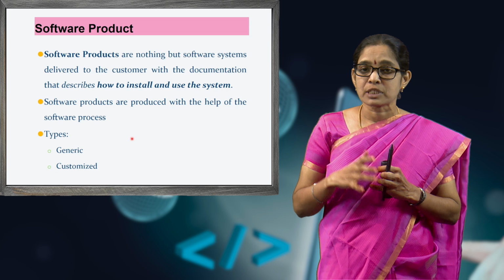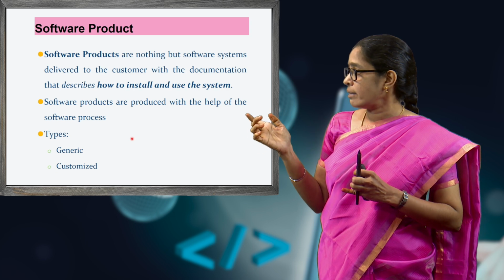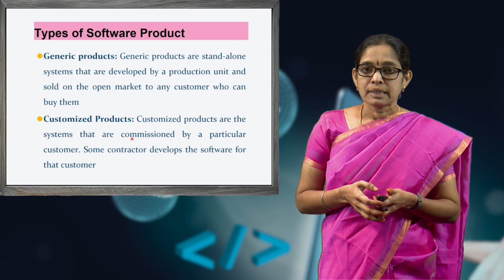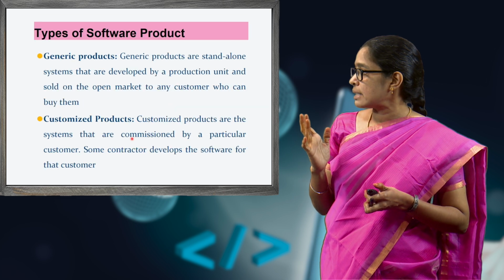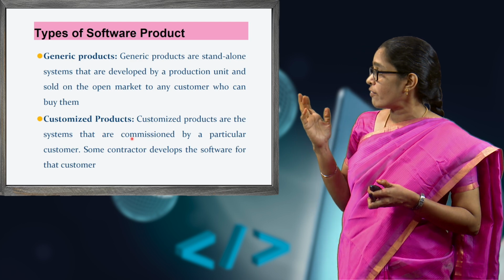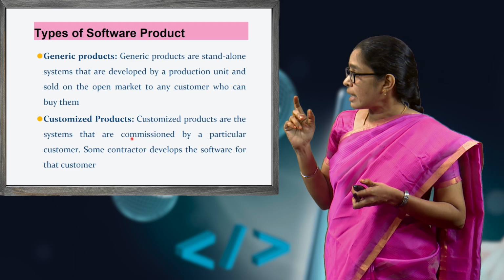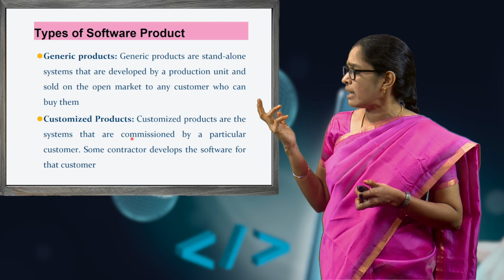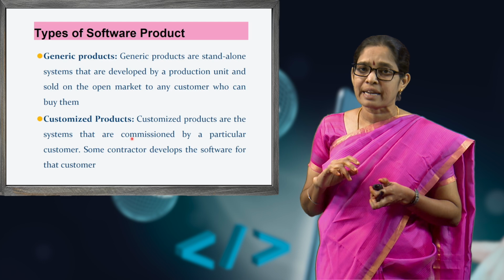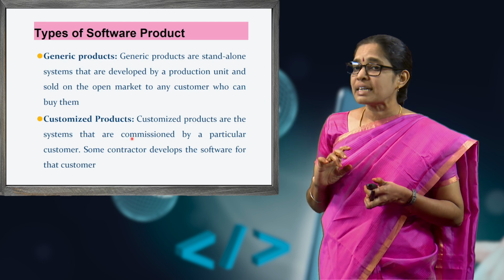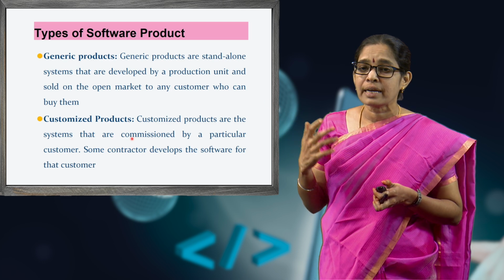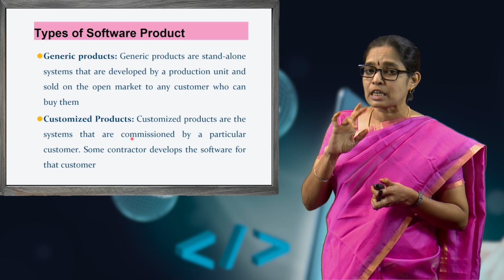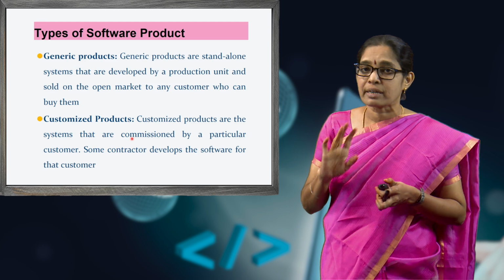The types of software product are generic and customized. Generic product means it is a standalone system developed by a production unit that can be sold on the open market. Any customer can buy and use this product, that is a generic product. Then the next one is customized product. This is designed for a particular customer. Some contractor develops this type of software for a particular customer.